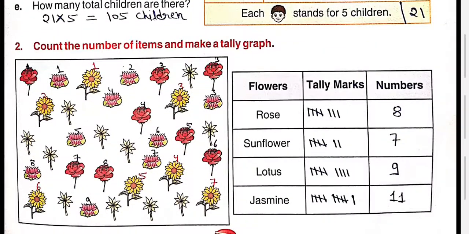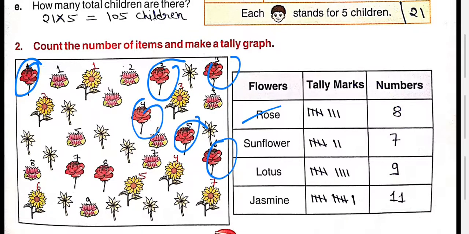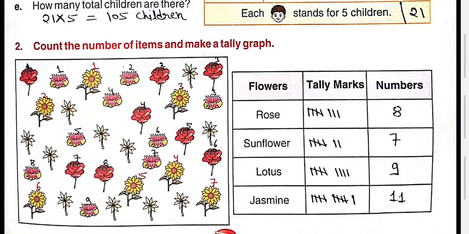Now the question says: how many, count the number of the items and make the tally graph. So how many rows are there? Rows you count. I am writing here 1, 2, 3, 4, 5, 6, 7, 8. Total 8 rows are there. Now draw the tally mark. Tally marks to draw: 1, 2, 3, 4, 5, 6, 7, 8. So your answer is what?